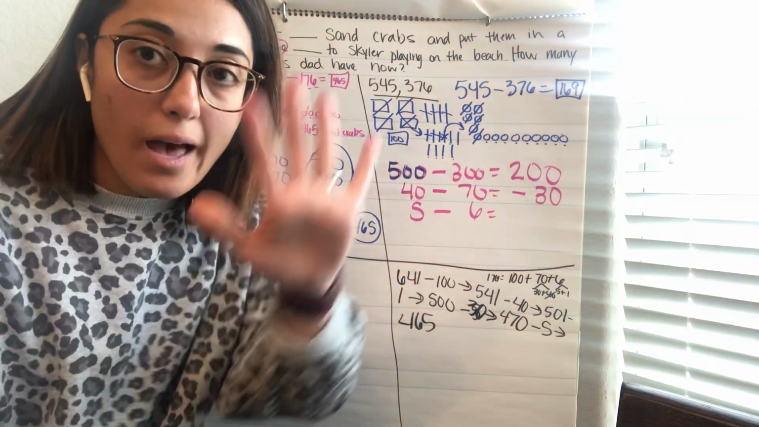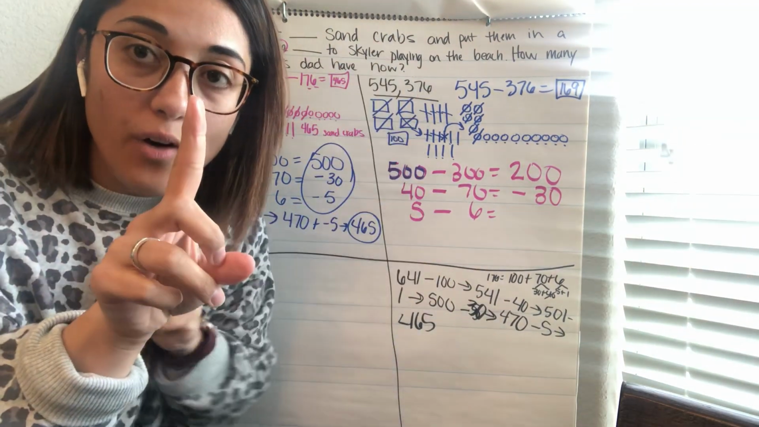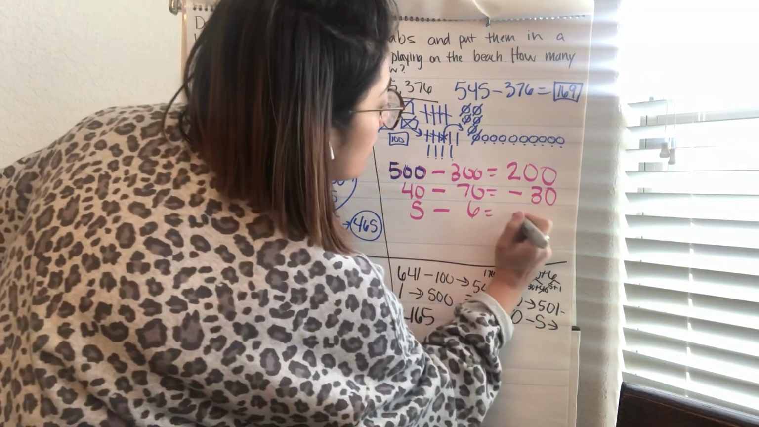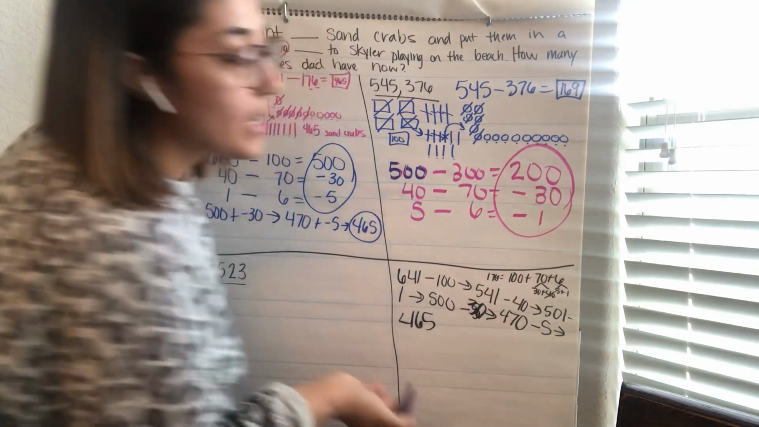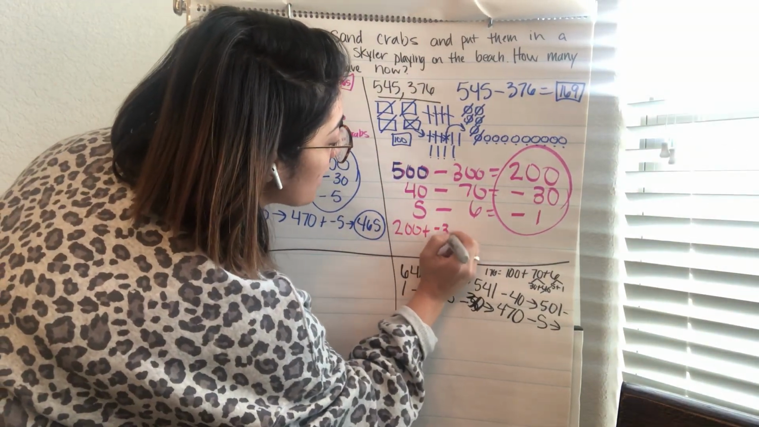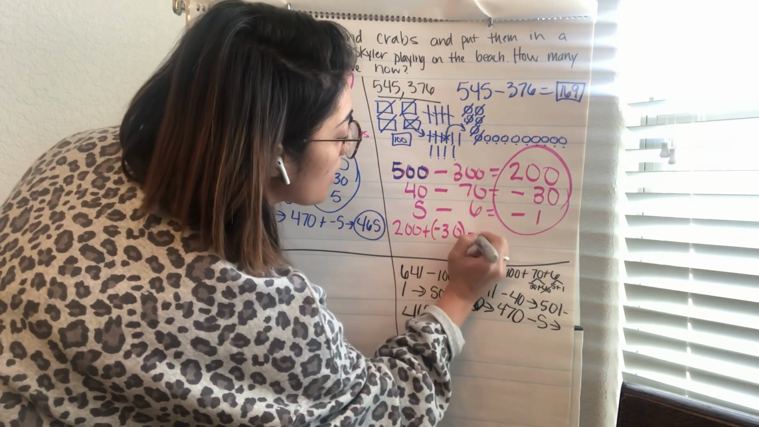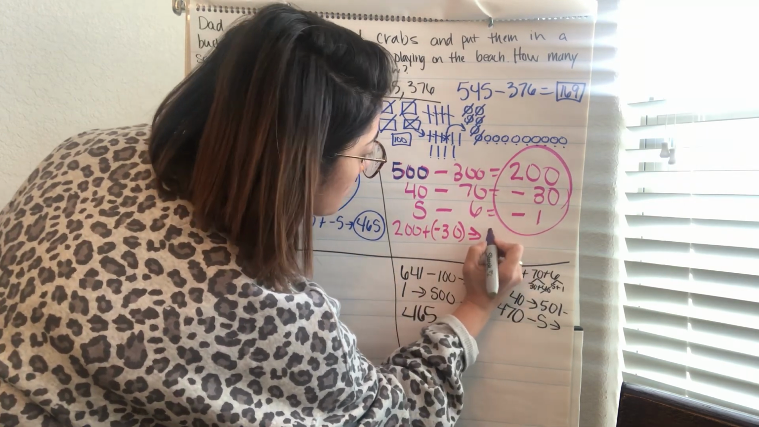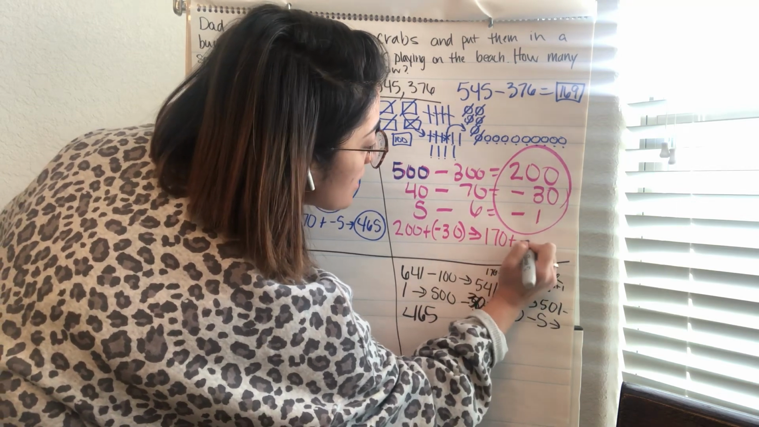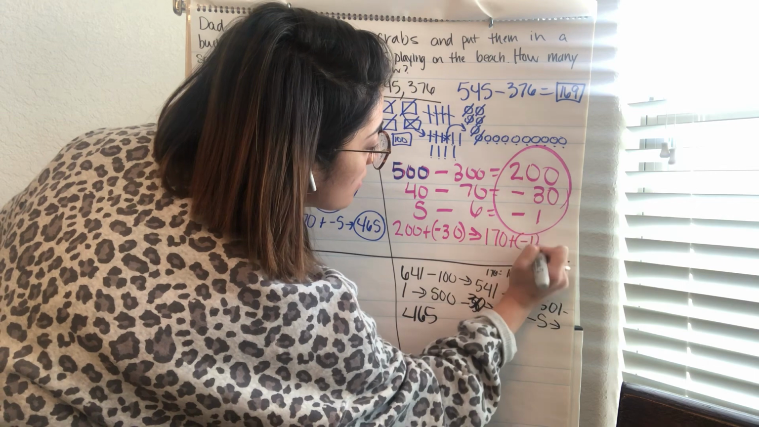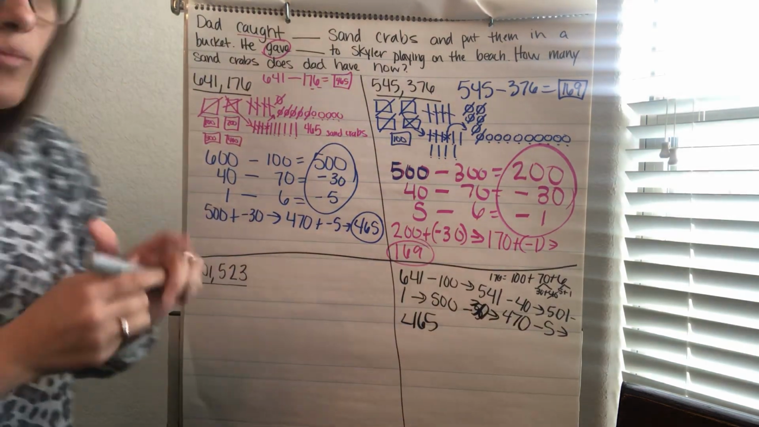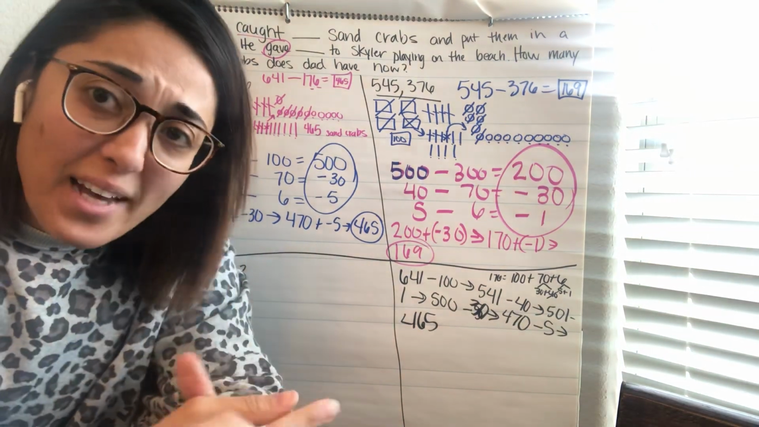5 minus 6, I have 5. I need to take away 6. I can take away all of 5, but I still have 1 I need to take away. We're going to add that up. So 200 plus negative 30 gets me to 170, plus negative 1 gets me to 169. Okay, so I hope that helps you guys.